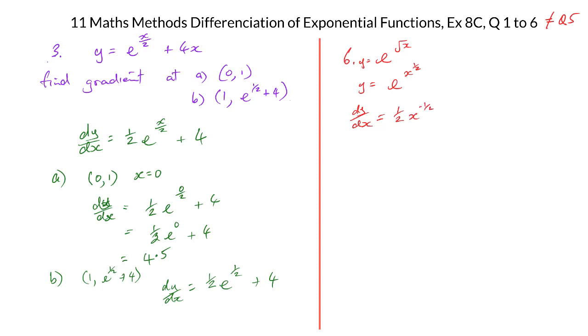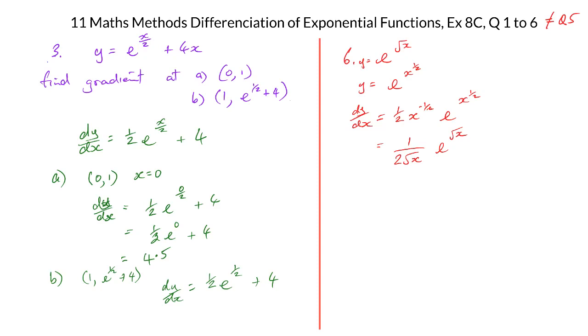Remember to bring the power down in front, subtract 1 from the power, and that's e to the x to the half. And so I end up in reality with 1 over 2 root x, because x to the negative a half is 1 over x to the half, and that gives me e to the root x, or you could write the e on top.